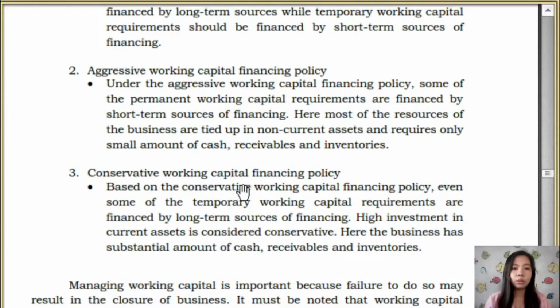On the other hand, yung total opposite naman ni aggressive, si conservative working capital financing policy. Dito naman kay conservative, even temporary working capital daw po ay financed by long-term sources. Okay? Dito naman, high investment in current asset naman. So, high investment kila cash, receivables, inventory. Okay? This is considered conservative. So, here, the business has substantial amount of cash, receivables, and inventory. Kay aggressive, konti lang. Kay conservative, lagi siyang may hawak na current assets such as cash, receivables, and inventories.